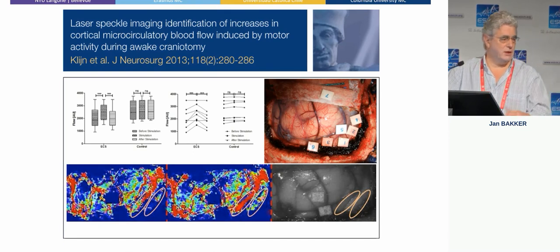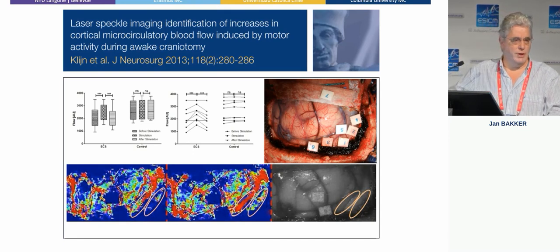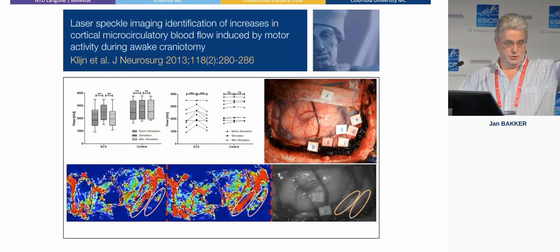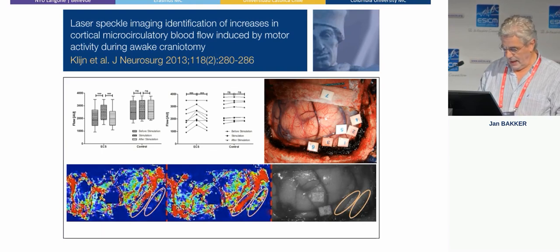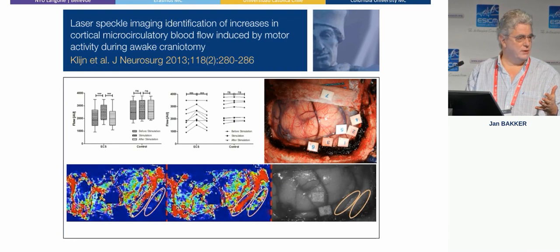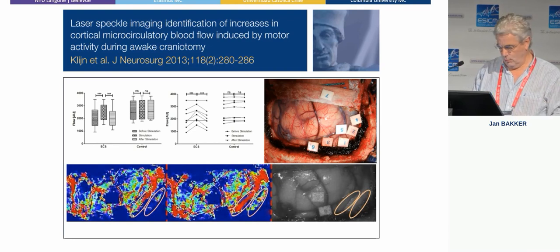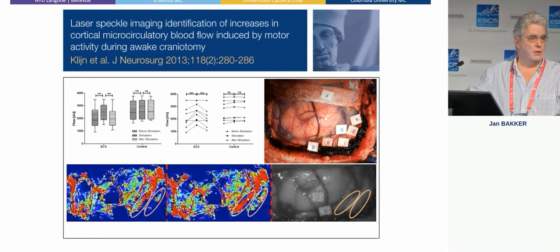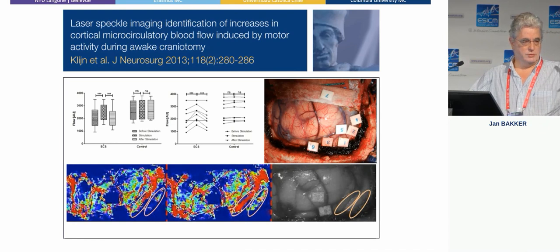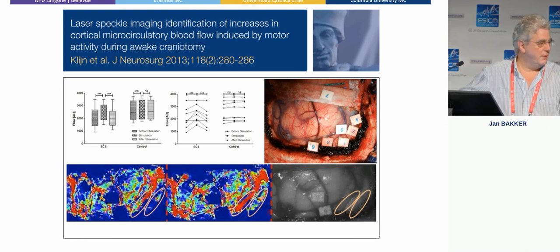Now, when you ask the awake patient, because this is awake craniotomy, to do this, then look at the area, where flow is red: the more the flow, the more red you see. And so if you ask these patients to do this, you see an immediate increase in this area where the neurons are located that control the activation of the muscles that make you do this.